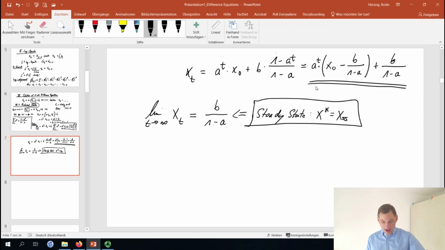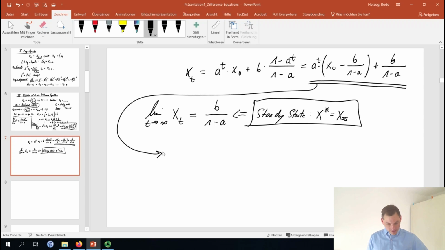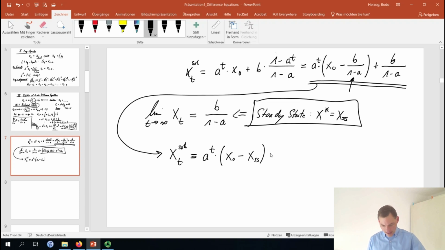And now going back to this form, given that I know the steady state level, I can rewrite the solution, so let me call it x solve. I can now rewrite this solution as follows. This is a to the power of t, x0 is my starting point, minus, look, what we have inside the bracket is the steady state, so it's minus the steady state, and then plus what we have here, again, is also the steady state.